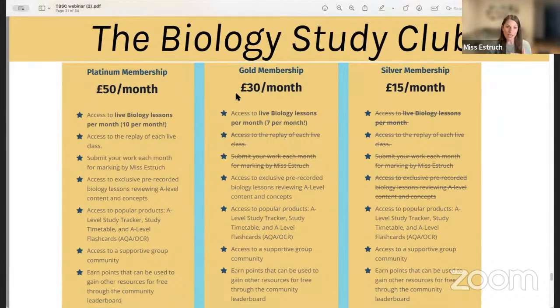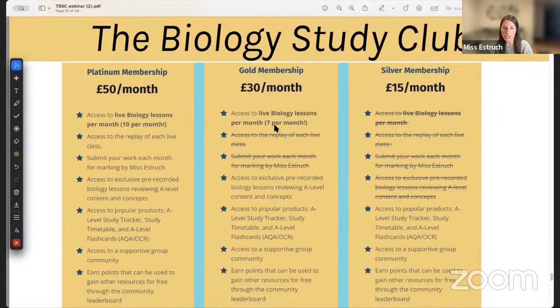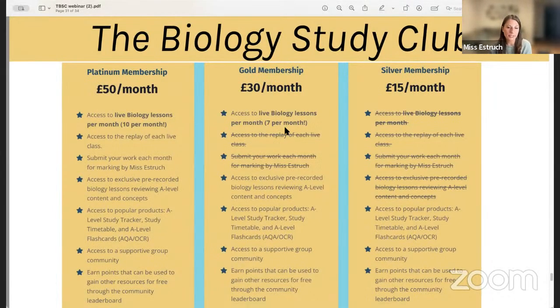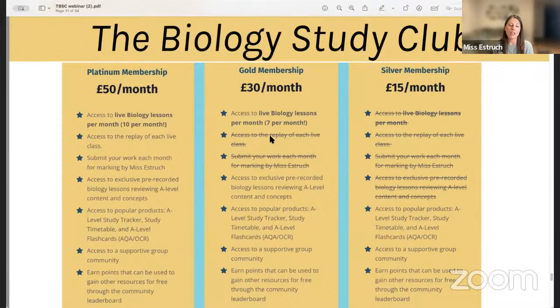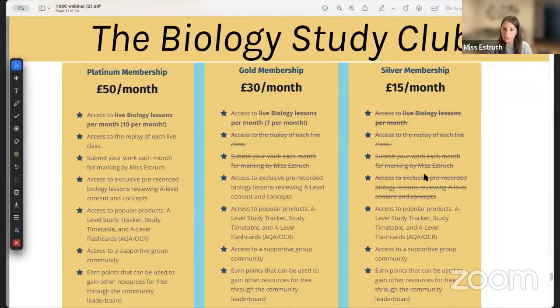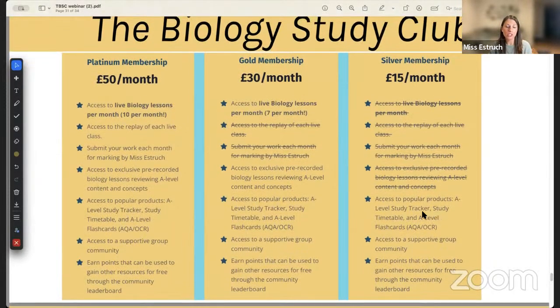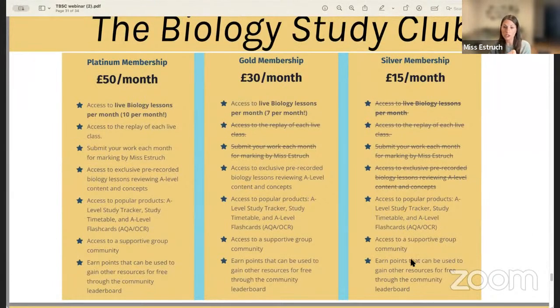So a step down from the platinum, which is what I've talked to you about so far, is the gold membership, where you get 7 live lessons instead of 10. You don't get access to the replays of those, and you don't get to submit work to me. So that's what is taken away, but that's why it's then cheaper. For £15 a month, you don't get any of the live lessons, but instead you do get access to that list of resources. You get everything in the app, such as the challenges, the weekly news.